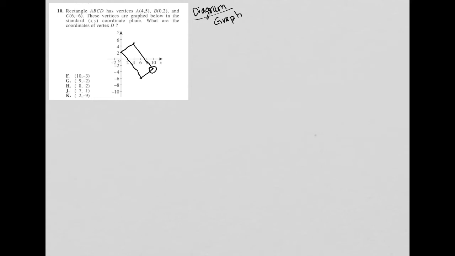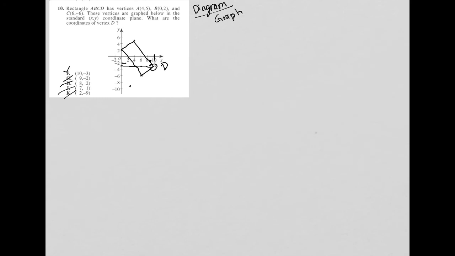And then the question says, these vertices are graphed below in the standard XY coordinate plane. What are the coordinates of vertex D? Well, so this is where D is, right? So what would make sense? (10, -3), so 10 being here, -3 being here. That makes a lot of sense. I like that. (9, -2), that would be here.